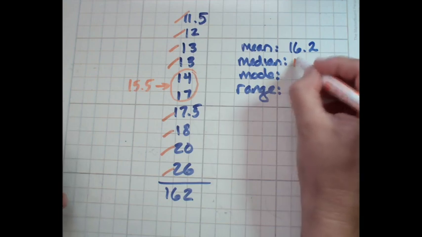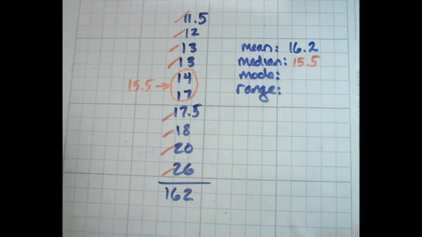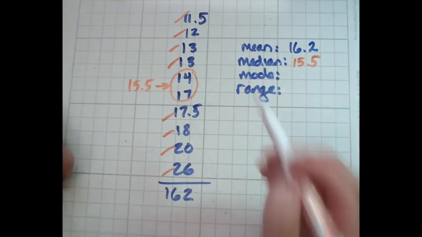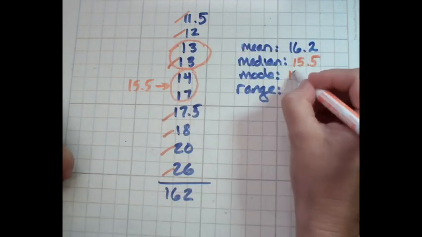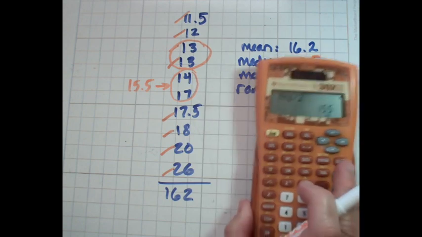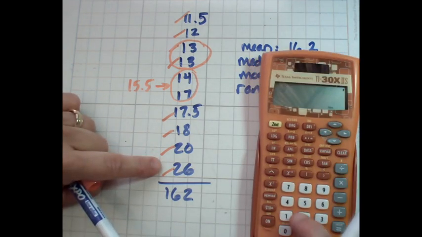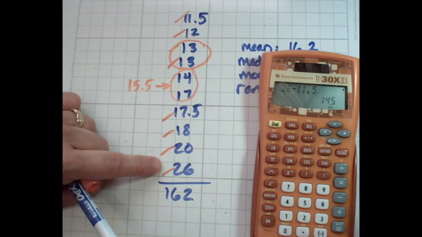That is our median. The mode is just the number that shows up the most often. And we have 2 13s, but we don't have 2 of anything else. So the mode is 13, and the range, we're just going to subtract the biggest number minus the smallest number. And we get 14.5.